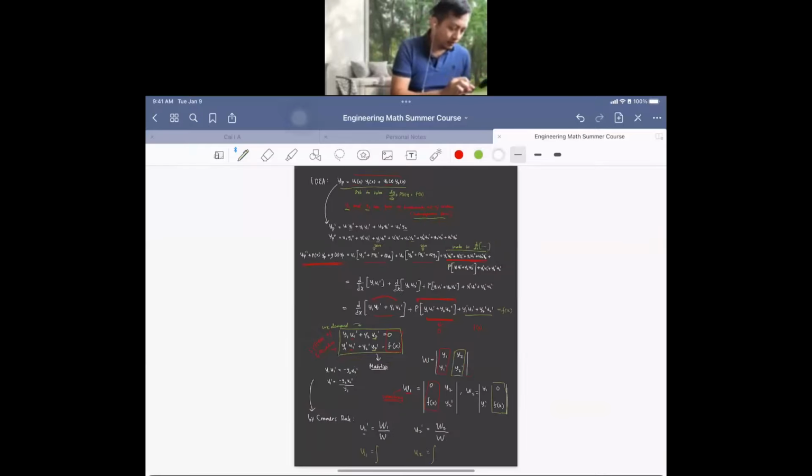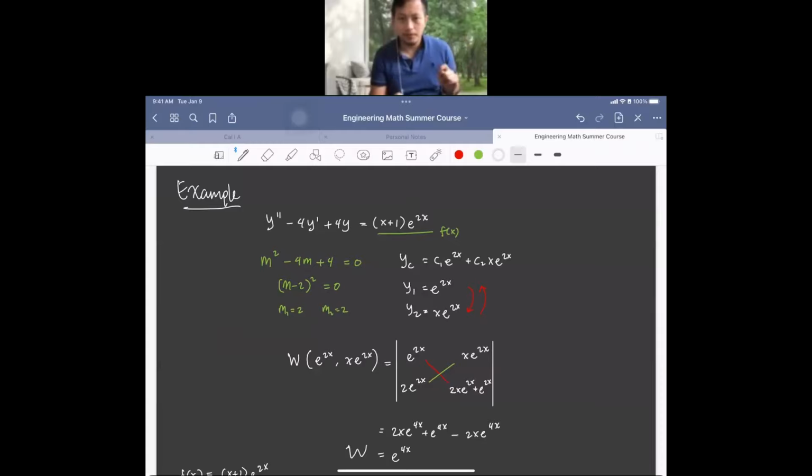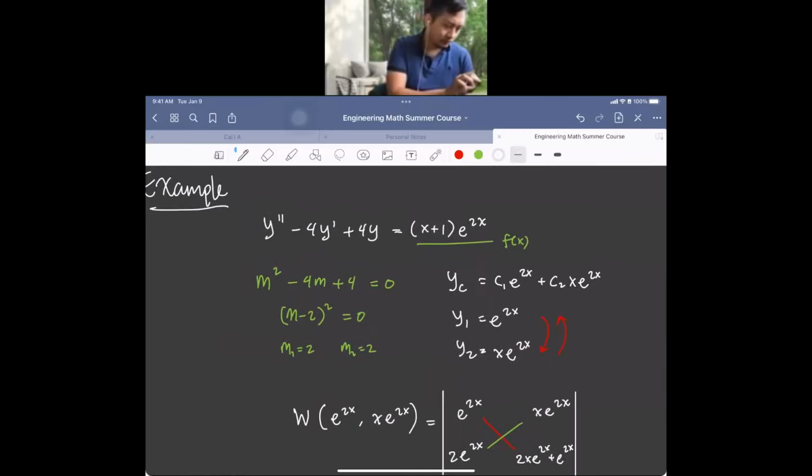Okay, let me give you an example, or maybe let's just review the example we already had last time. So we have this. Basically, you will have choices. You can choose which method you are going to use to solve, if the question is not asking for a specific method. For example, with this one, you can choose to start with undetermined coefficients because I think this part is not too difficult. x plus 1 times e to the power of 2x is not difficult to imagine if we use undetermined coefficients, right? Or go directly to variation of parameters like we are doing here.